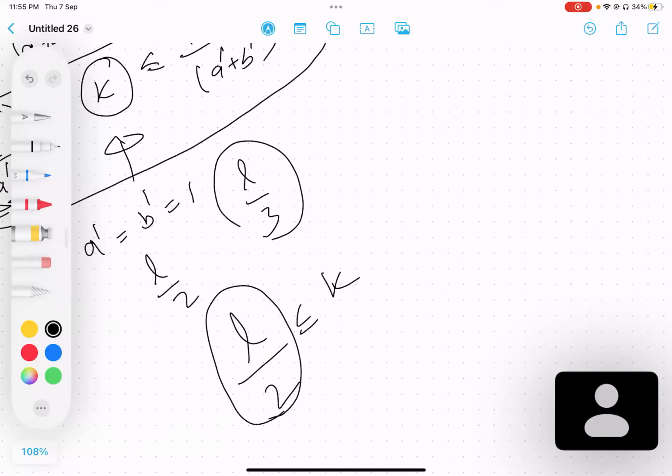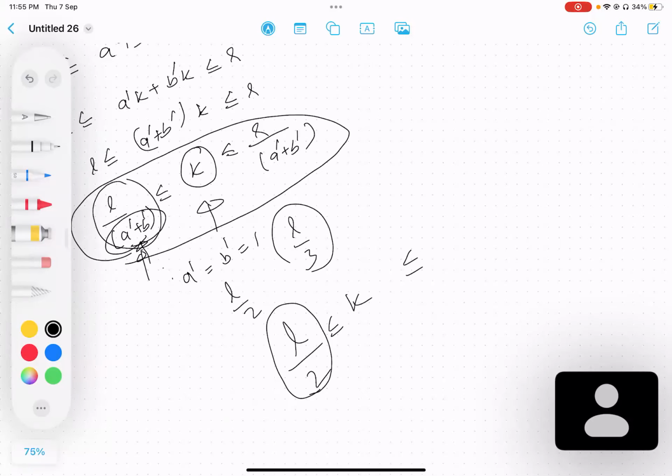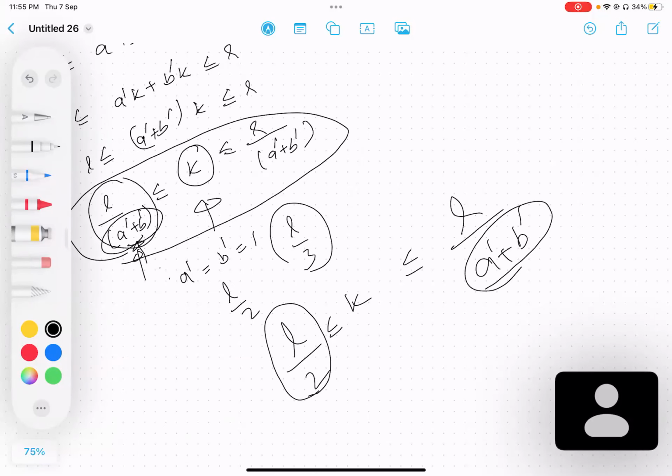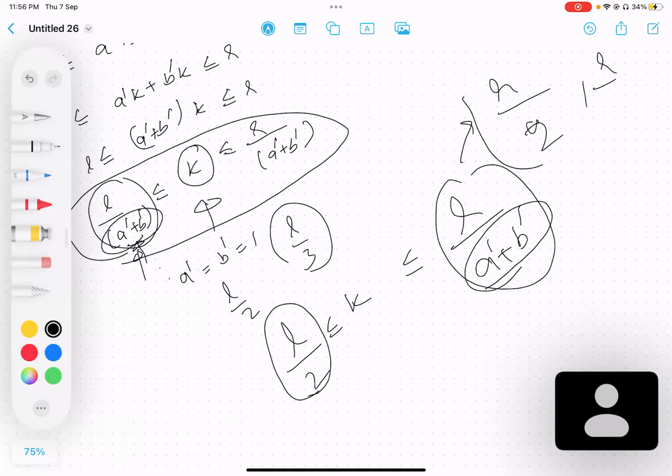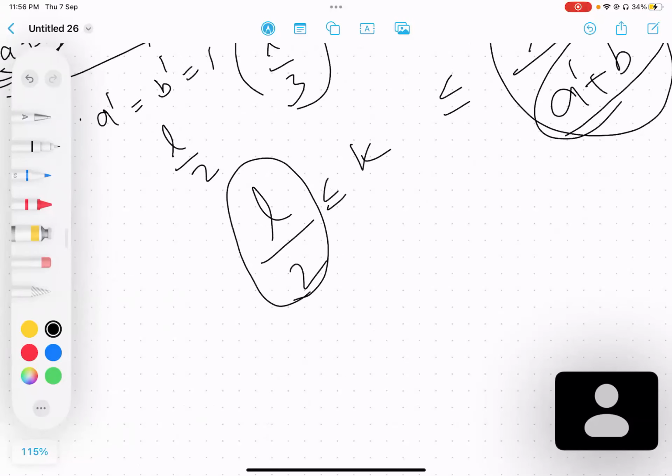Similarly, I am also saying R upon a dash plus b dash. This a dash plus b dash can also be 2, so this can range from R by 2 up to R by R only. If I want just one k, I can decide to take a dash equal to 1 and b dash equal to 1, and in that case I can get a solution if I choose to take k and k here.